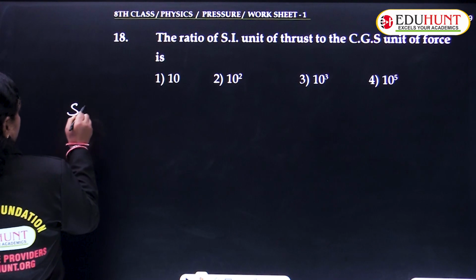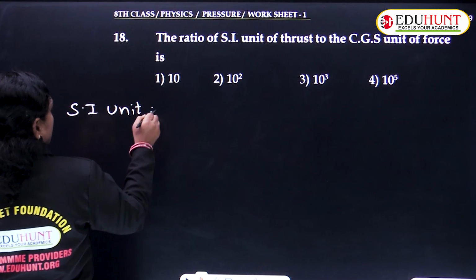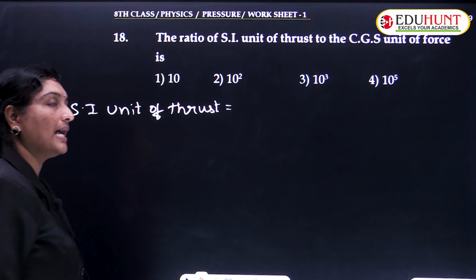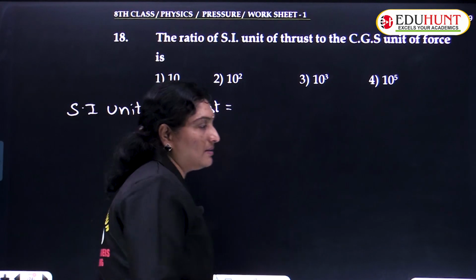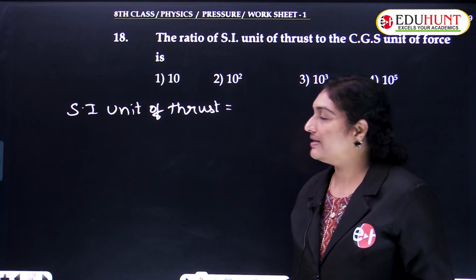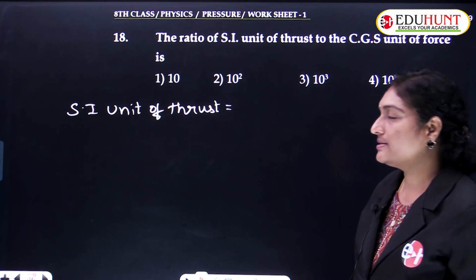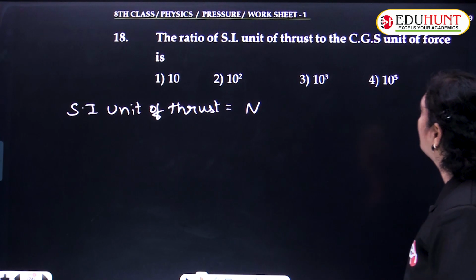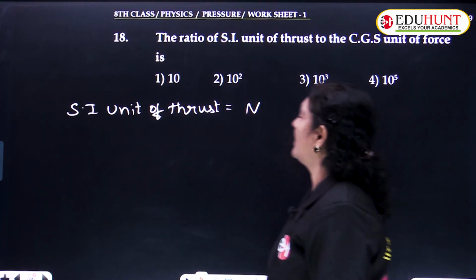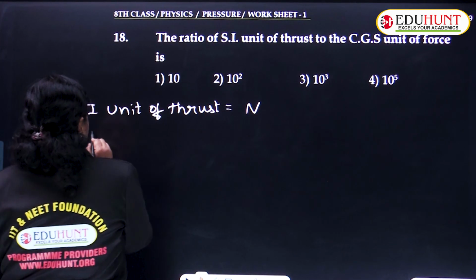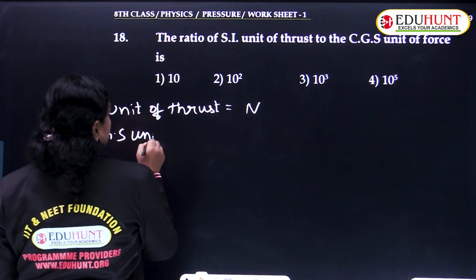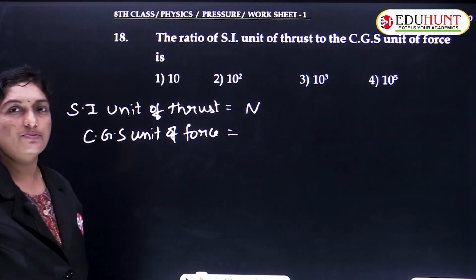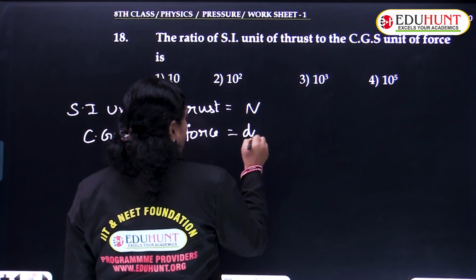So let us have a look, children. SI unit of thrust. So how much is the SI unit of thrust? Thrust is nothing but the weight of a body acting on a given surface. So weight measured in Newton. So SI unit of thrust is Newton. And now we are asked to find the CGS unit of force. Force in SI is measured in Newton, whereas in CGS it is measured in dynes.